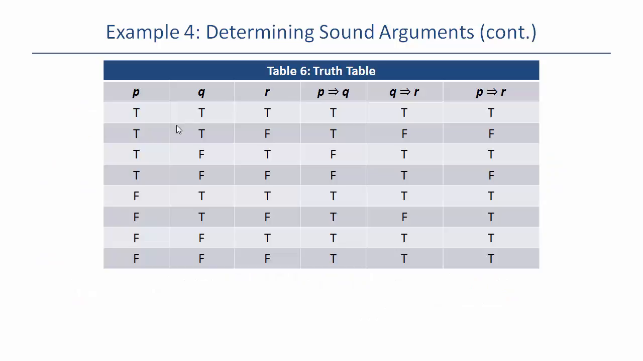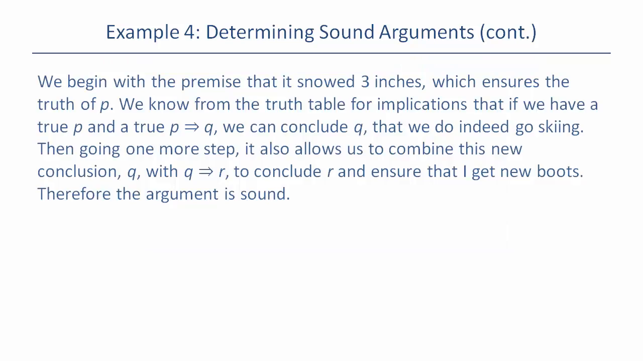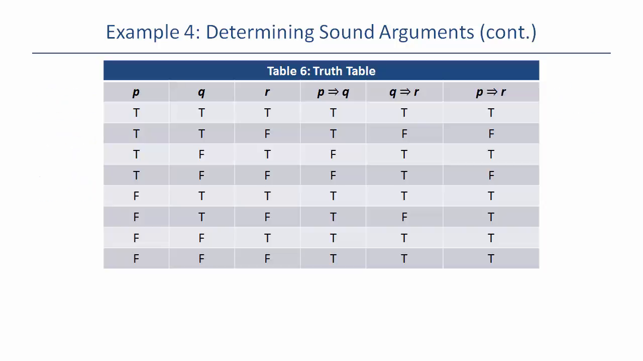All right, here's our big truth table. We've got 3 letters, so we've got 8 rows. Plug everything in, do all of our conditionals, and then what does this mean? Well, we begin with the premise that it snowed 3 inches, which ensures the truth of P. So if we go back to our truth table, we can basically ignore all of the rows that don't have P being true. We're assured that P is true, so these rows are all out.